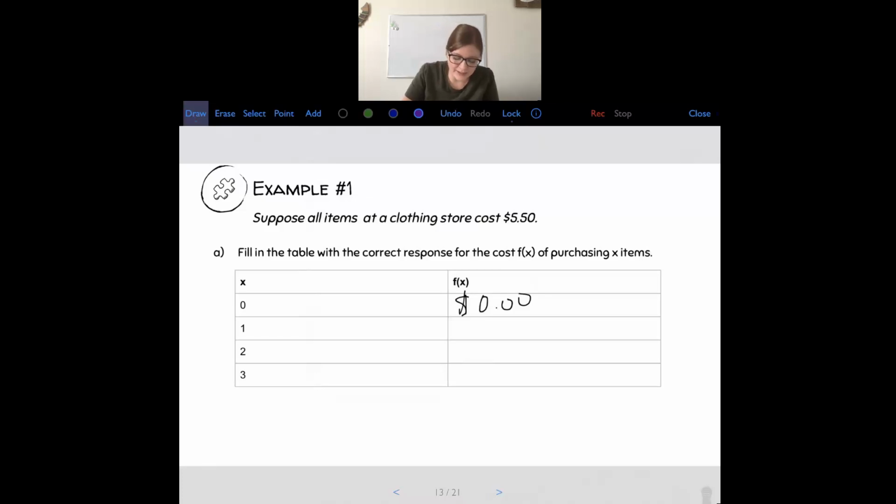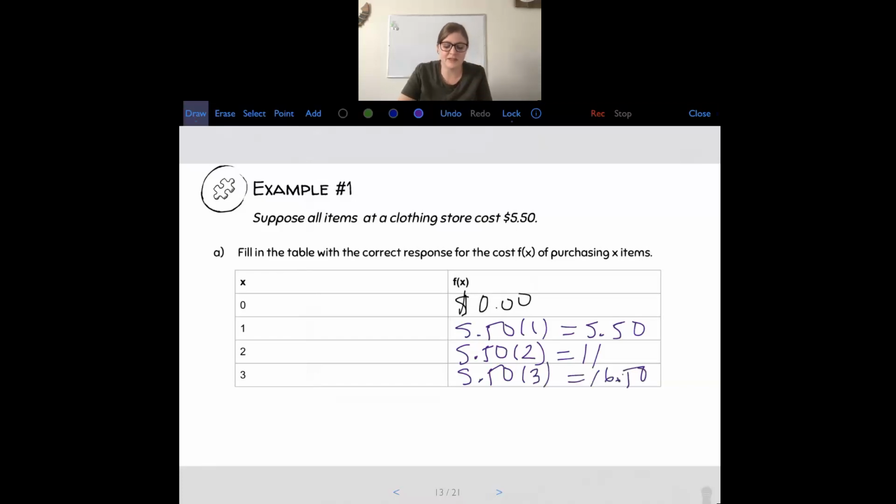If you buy one item, we have $5.50, and we're only buying one item, so $5.50 times 1 is 5.50. If we buy two items, we have 5.50 times 2, which is $11. And if we buy three items, we have 5.50 times 3, which is $16.50.